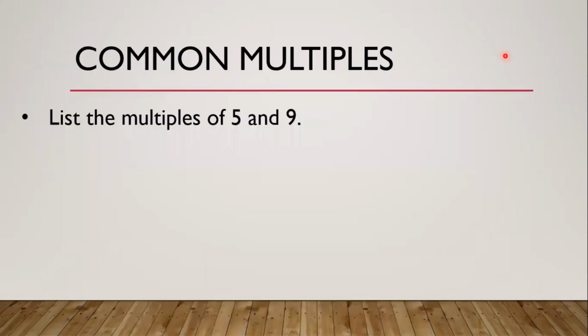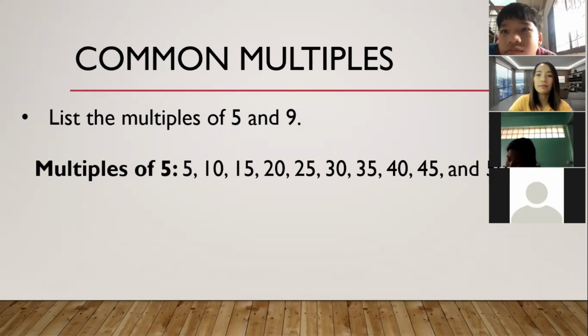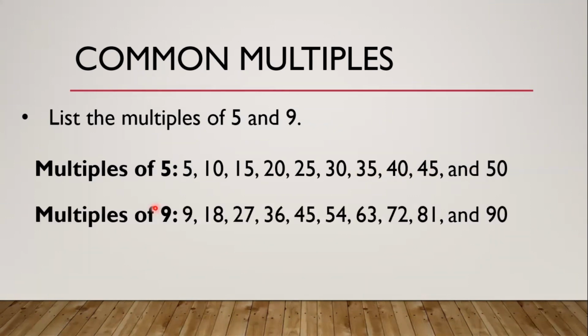So common multiples, the same as common factors. So the numbers which the two numbers have both. So for example, list the multiples of 5 and 9. Let's look at this one. The multiples of 5 are 5, 10, 15, 20, 25, 30, 35, 40, 45, and 50. Next, the multiples of 9 are 9, 18, 27, 36, 45, 54, 63, 72, 81, and 90.